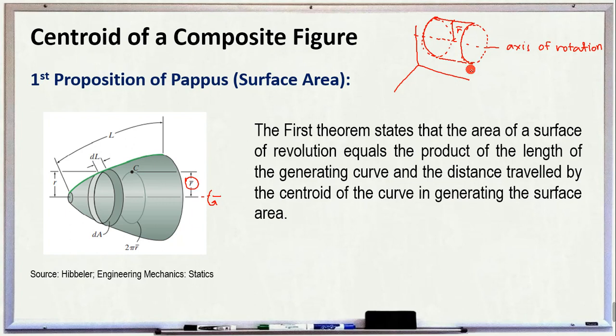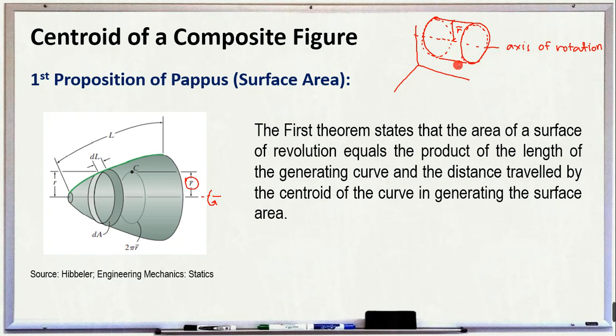You can have curved lines, straight lines, or any complex lines as long as it is a line. It is a one-dimensional entity. So again, we're going to rotate a line with respect to a certain axis, then we can generate an area, a surface area. Now, by using this theorem, the Pappus theorem, we can predict the surface area that is being generated by this line.